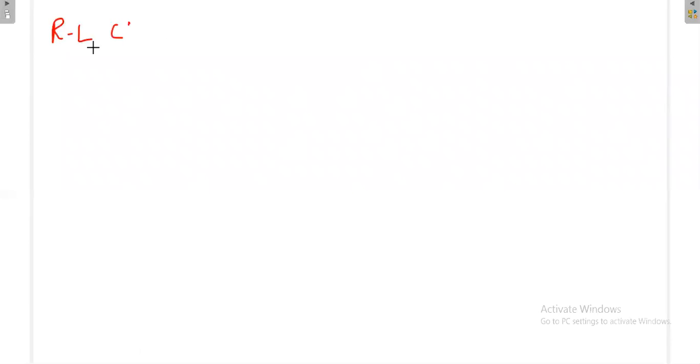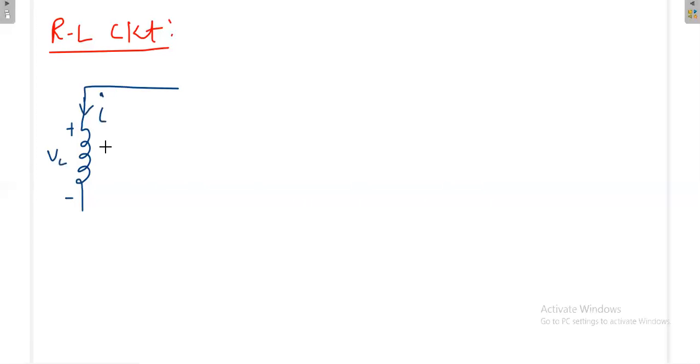RL circuit. Now this is the inductor. Again, the inductor got energy from some other circuit sometime before. So now the inductor will be having some current in it, that current is I, and during the process of getting the energy, its voltage would have been like this, VL. Now the inductor has some voltage and some current, but suddenly it is connected to the resistance R.